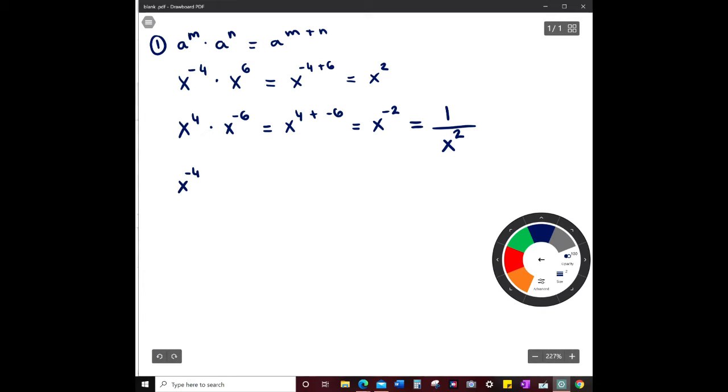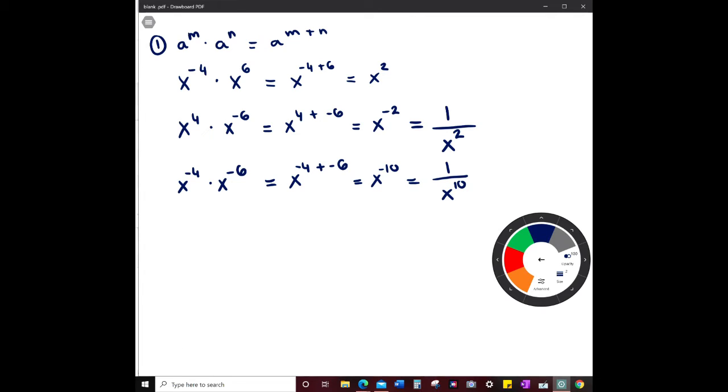x raised to negative 4 times x raised to negative 6, and I have x raised to negative 4 plus negative 6. And it gives me x raised to negative 10 equals, okay, I'll let you guess on this before I give out the answer. Okay, anyone got 1 over x raised to the 10th? Okay, last one, x raised to power 4 times x raised to power 6 equals x raised to power 4 plus 6 equals x raised to power of 10.